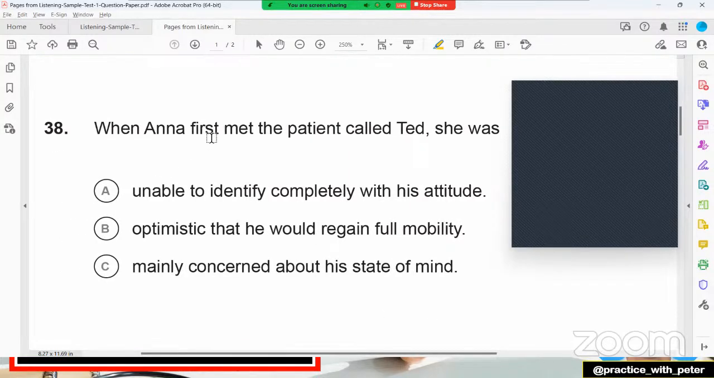When Anna first met the patient called Ted, she was... The word is "first", met. So first, what is the synonym for first? Anybody? Initially, yeah, very good. In the beginning, foremost, at the beginning.